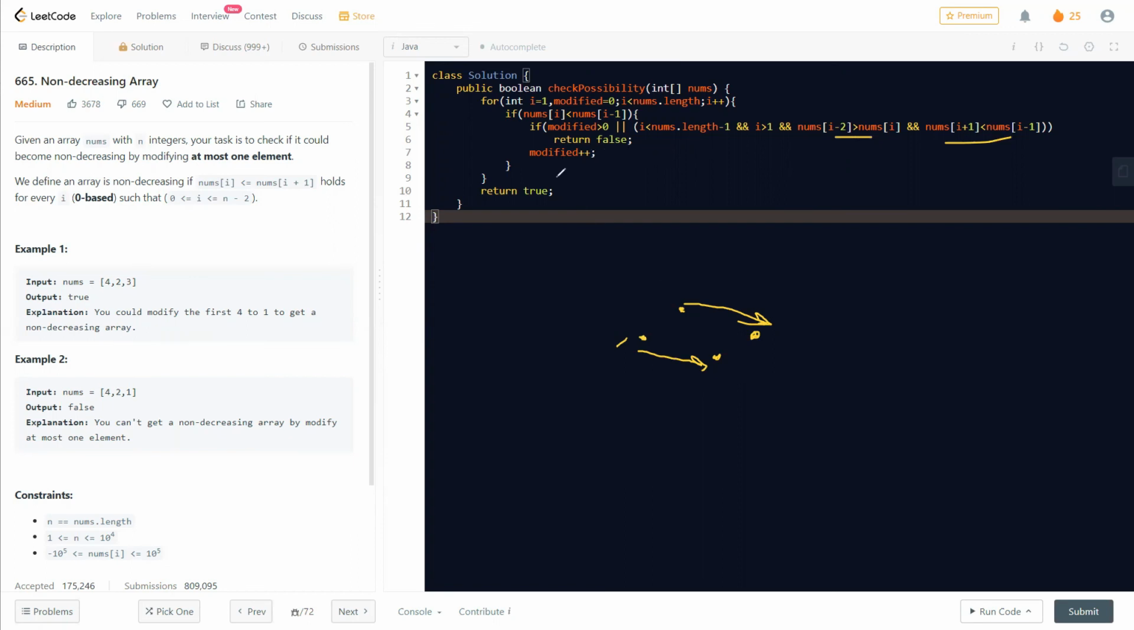So return false. And else, if after traversing the whole array we couldn't find any of the other conditions being true, we return true, that okay, we can modify only once. Our solution is good to go there. So that's the idea behind the whole question. I hope I could make you understand how to solve a question like this.